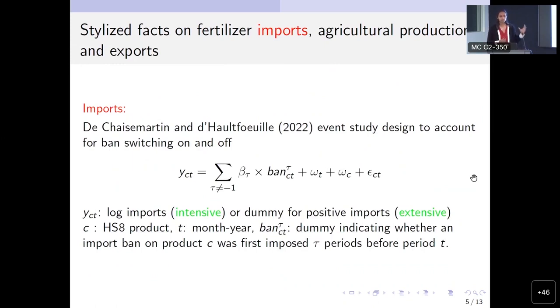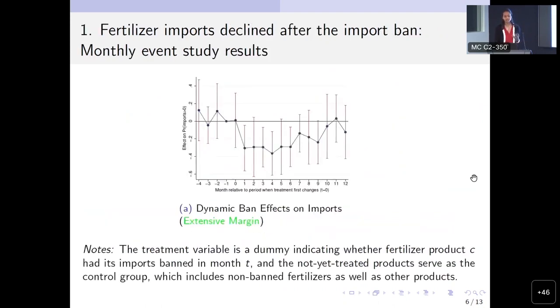So what we're doing is comparing the imports of fertilizer into the country at a monthly level before and after the ban. So beta tau is basically the period-by-period event study coefficient of the impact of the ban on log imports. And we also look at the impact of the ban on the extensive margin. And the first thing we show you is the effect of the ban on imports at the extensive margin.